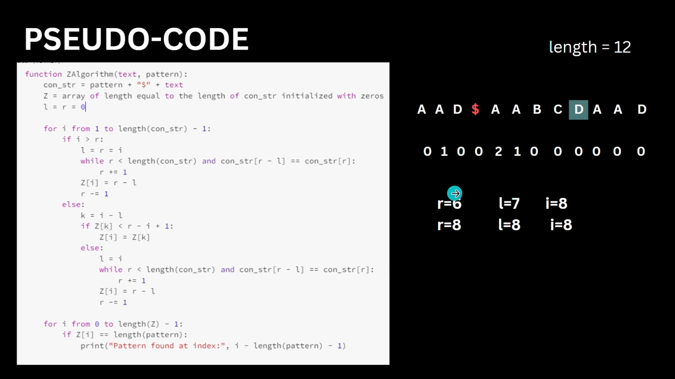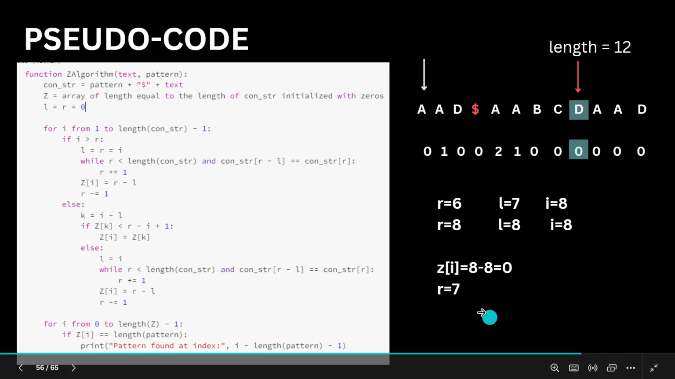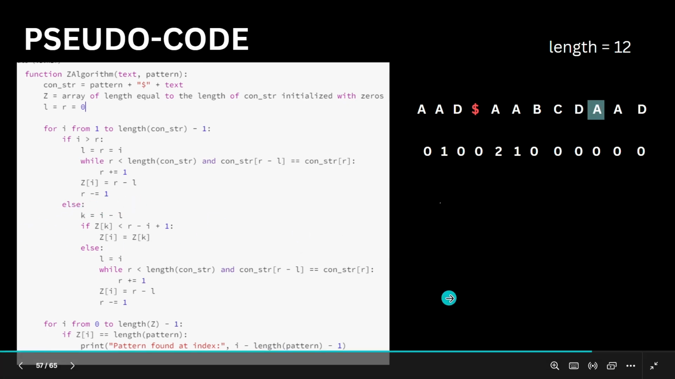So I is greater than R, so we'll get into the if loop. L is equal to R is equal to I, so we got R is equal to 8, L is equal to 8, and I is equal to 8. We'll get into the while loop, and we'll check that index and the first index, which is D and A. They both are not equal, so we'll come out of the loop. Z of I is equal to R minus L, which is 8 minus 8, which is equal to 0, and R is decremented, so R value is 7 now.